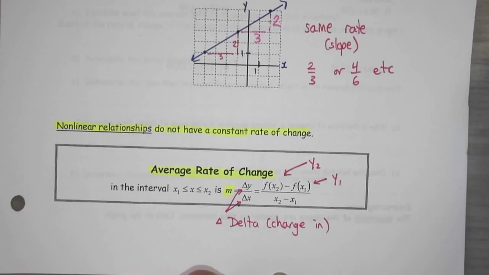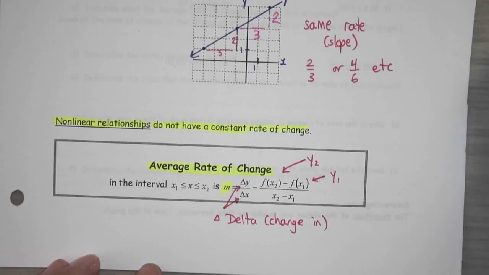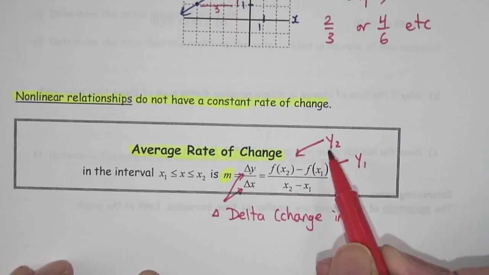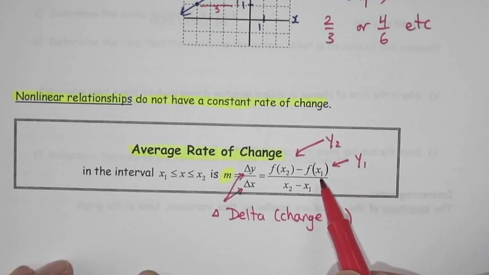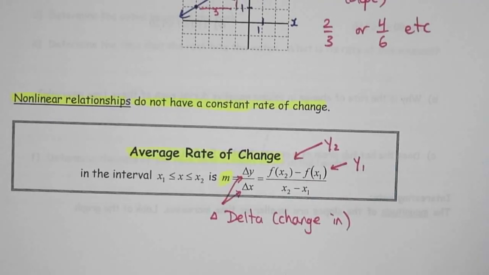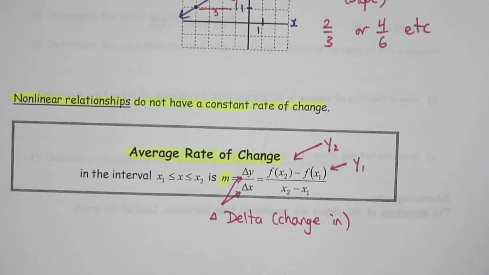But now that you know all your beautiful function notation, I'll zoom in there, right? F at x2 is y2. F at x1 is y1, right? So they're just rewriting y2 minus y1 over x2 minus x1, our same slope formula, but using our new function notation.